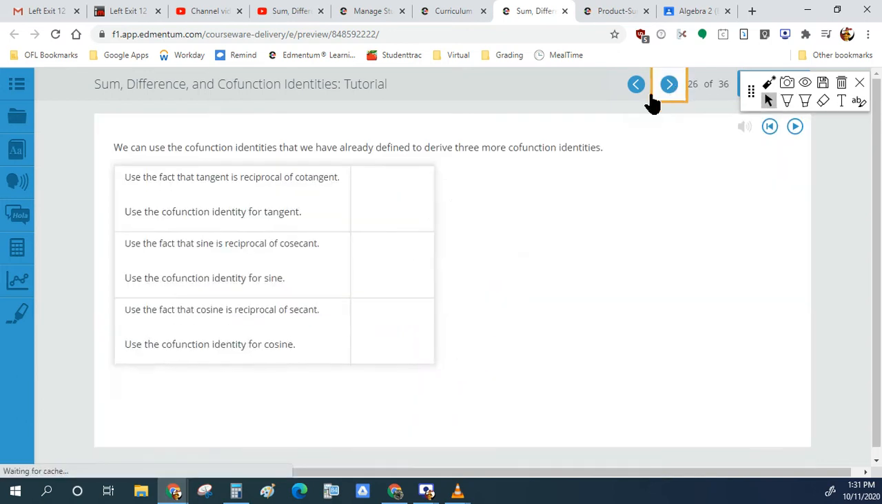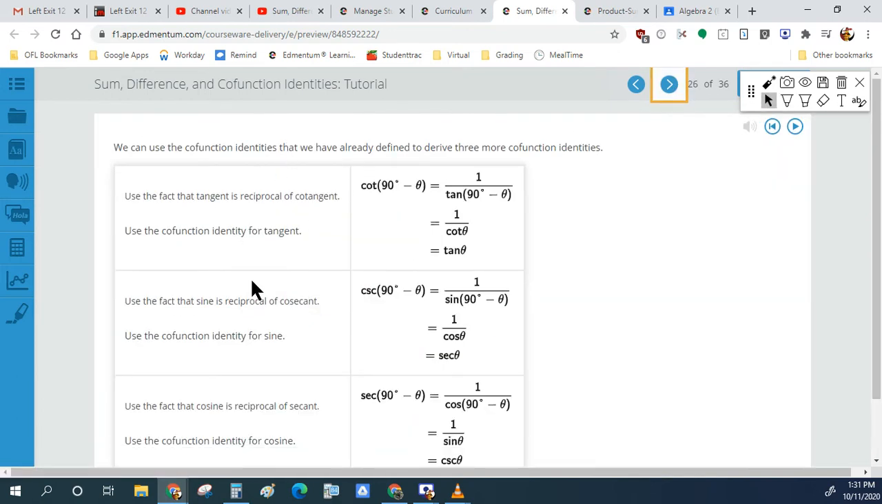All right, let's keep going. All right, so the identity for cosine and tangent. So use cofunctions on identities. So this works for other angles. So if we're saying cotangent would end up being this.